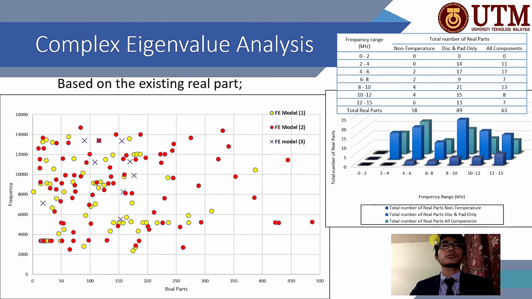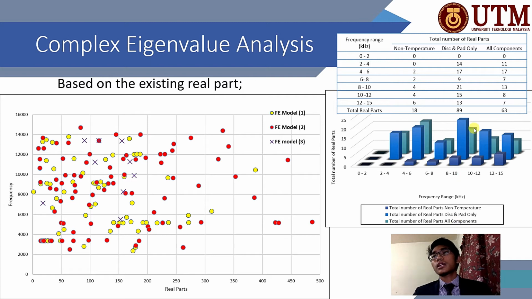Okay. So, the complex eigenvalue analysis. The 3 FE models have undergone the complex eigenvalue analysis, and from the result of the simulation, the graph is tabulated based on the existing real part. From this graph, we can say that the FE model 2 has the highest total real part, followed by FE model 1, and lastly FE model 3.